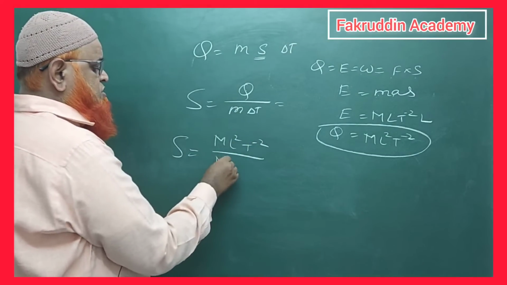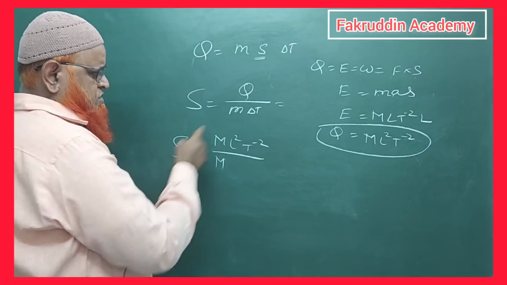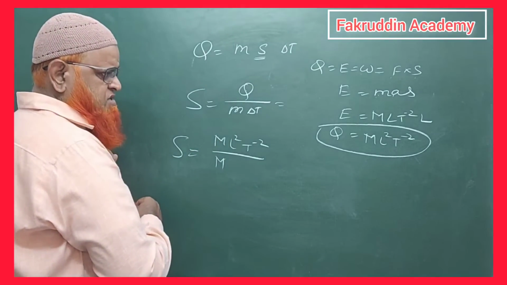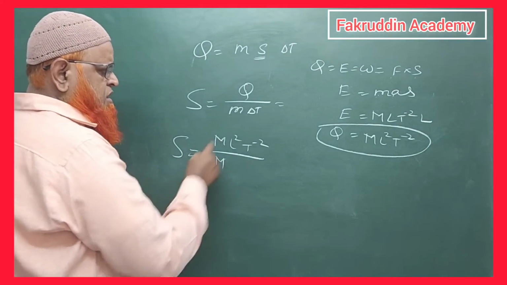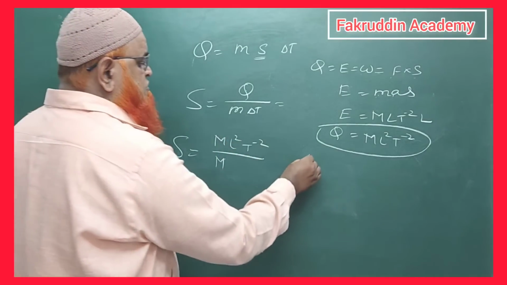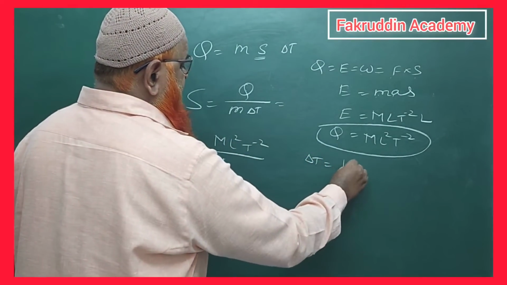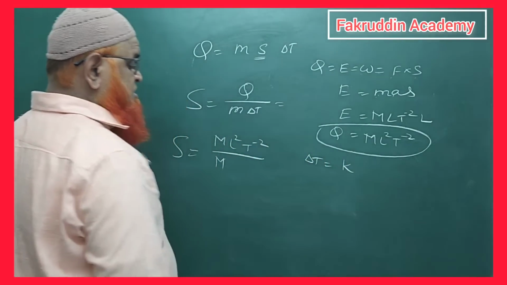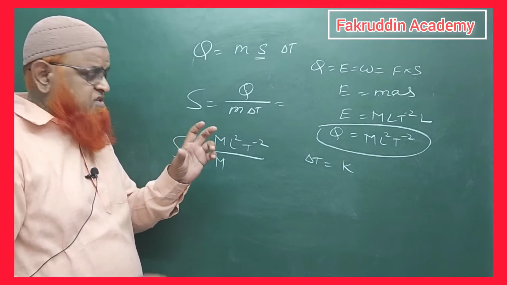Here this is also going to be mass. Then what else are we going to do? We are going to find out the dimensional formula for temperature, and the dimensional symbol for temperature is taken as K.